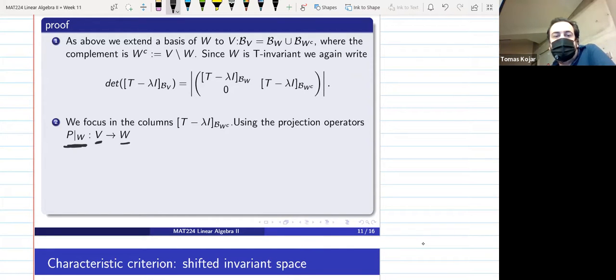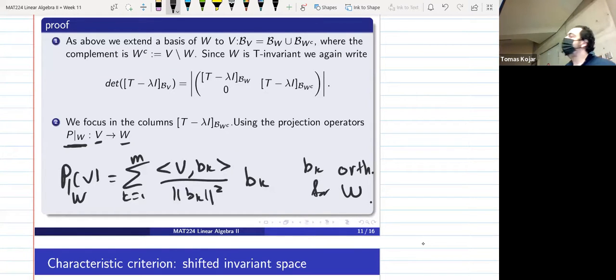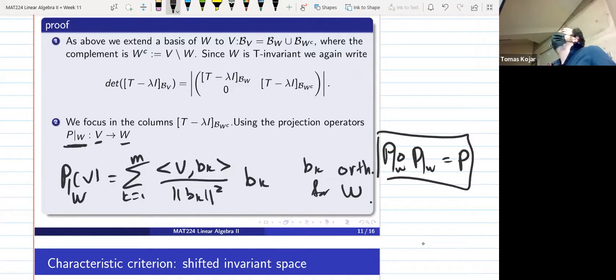This guy takes an element in V into W. I want to write you the representation, because you might see it. So this is the sum of V, BK times BK, where BK is orthonormal. Okay, that's the formula for projection. Another relation you might see, PW squared is equal to PW. So please go review that. That's also very important.